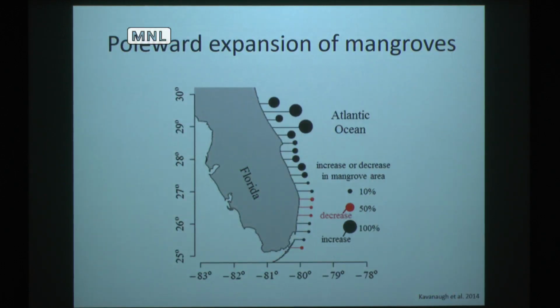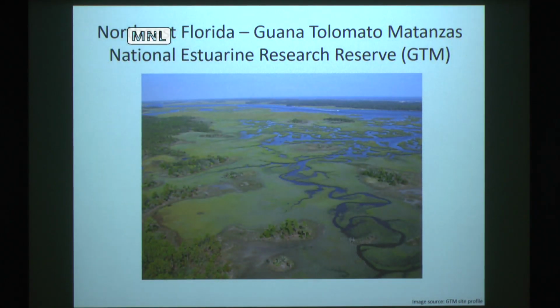And indeed, there has been an increase in mangrove vegetation along the northeast coast of Florida, especially by the black mangrove Avicennia germinans. So in northeast Florida, there is the Guana Tolomato Matanzas National Estuarine Research Reserve, or the GTM Reserve. And this location in itself is in a transition zone between subtropical and temperate climates.